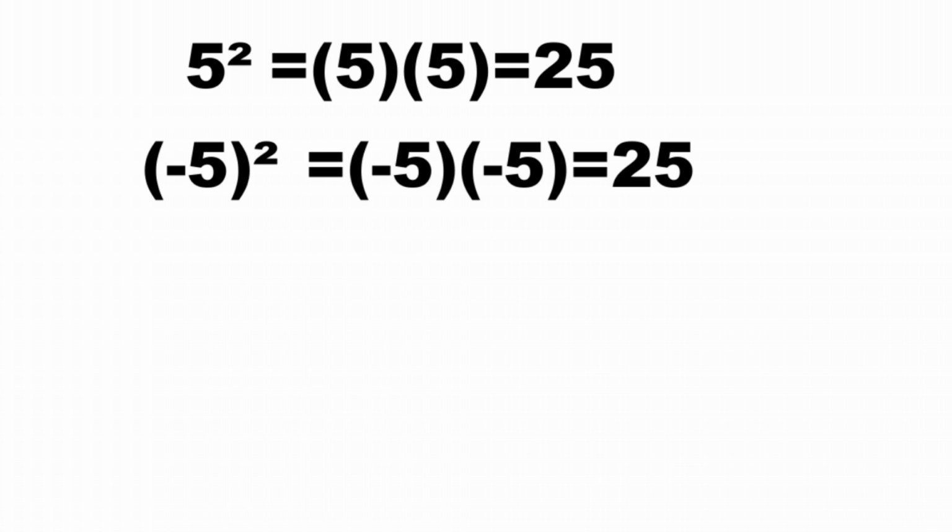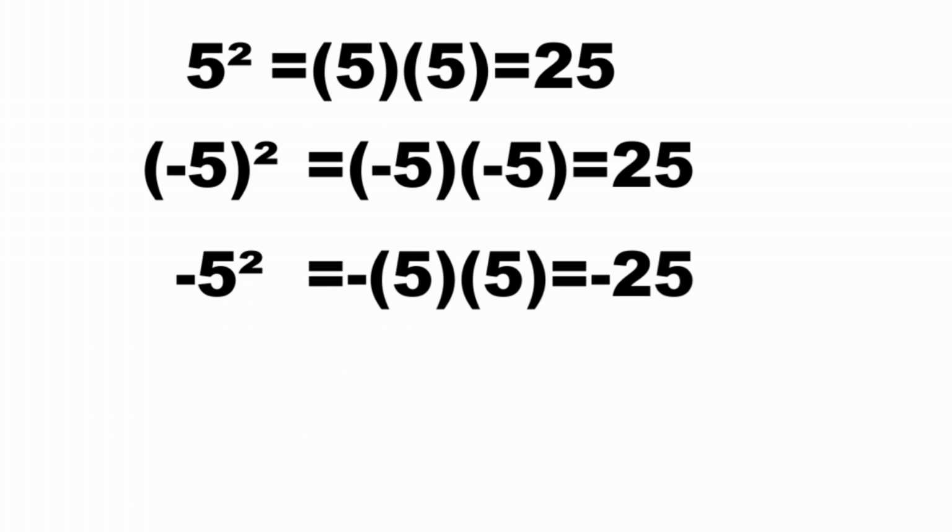Take note of this next example because many are confused by it. -5 squared without any parentheses. Here, -5 without enclosing the negative sign means that the negative sign is not included in the multiplication, so the answer is -25. Hope you learned something from this discussion.